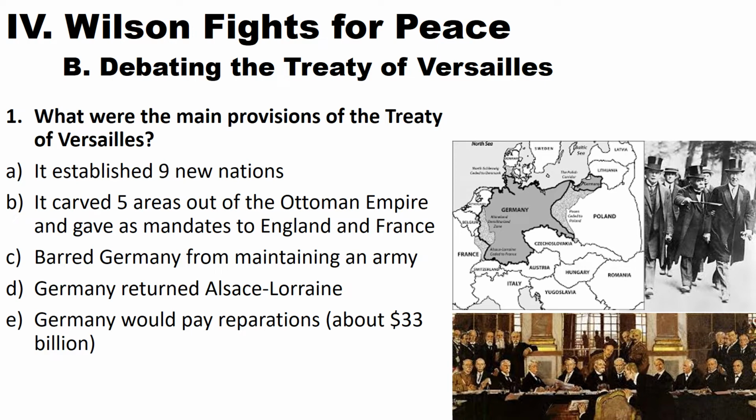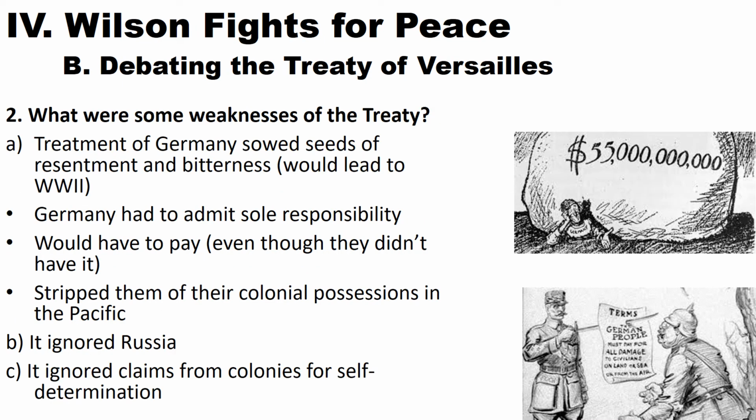Next between Germany and France. And they had to pay war reparations or damages to the tune of about $33 billion to the Allies. Ouch. And again, weaknesses of the treaty. Several basic flaws to the treaty really will sow seeds to post-war problems and eventually, as I mentioned, will lead to World War II.